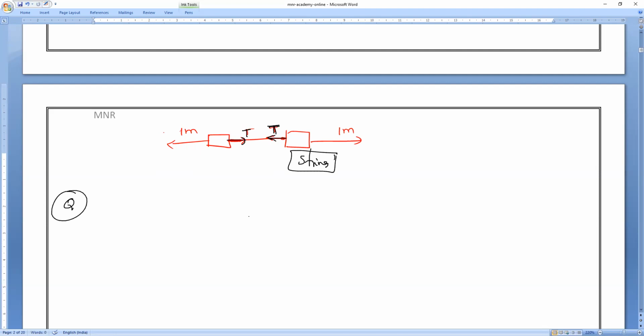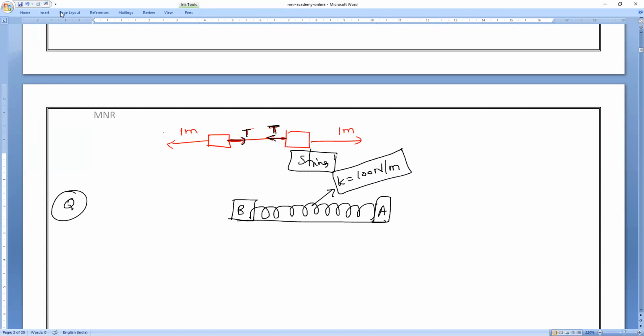So let me take now, there is a spring. On the two surfaces, two objects are there. One is object B and another one is object A. Now, the spring constant K is equal to 100 Newton per meter. What is the unit of spring constant or Hooke's constant? Newton per meter. Okay, 100 Newton per meter.